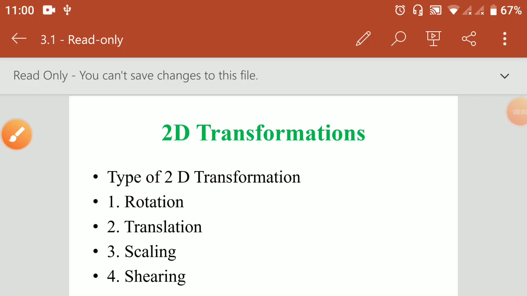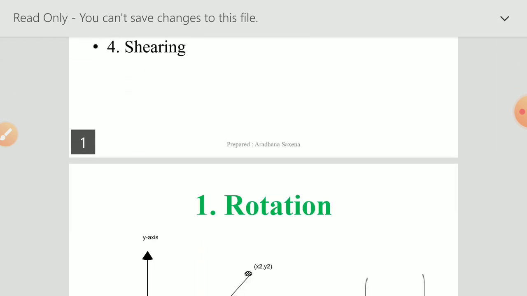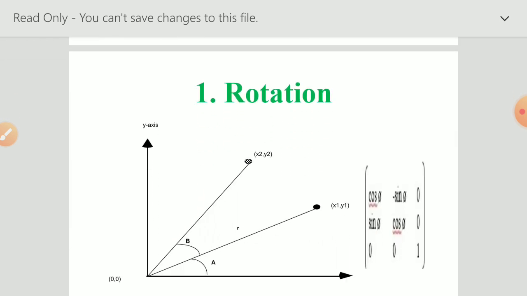The topic is 2D transformation. Transformations are of four types: rotation, translation, scaling, and shearing. First, rotation, meaning rotate an object in a counterclockwise direction or towards the origin.